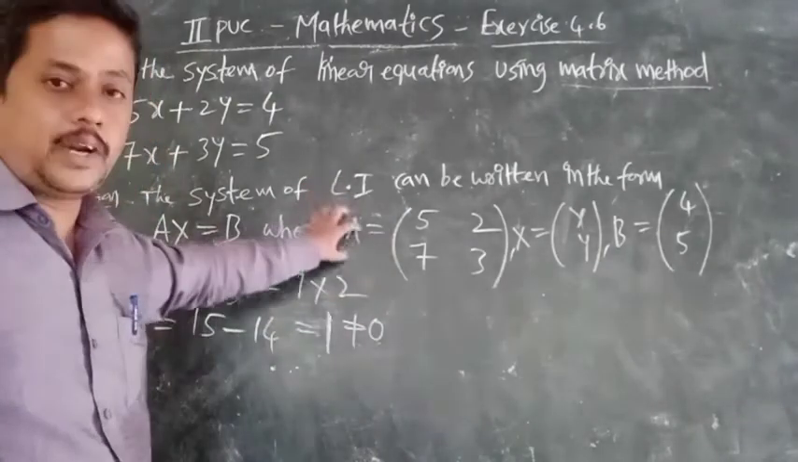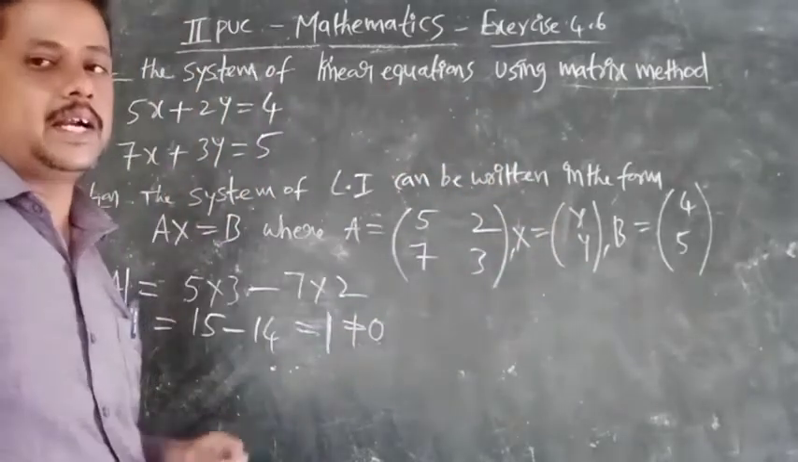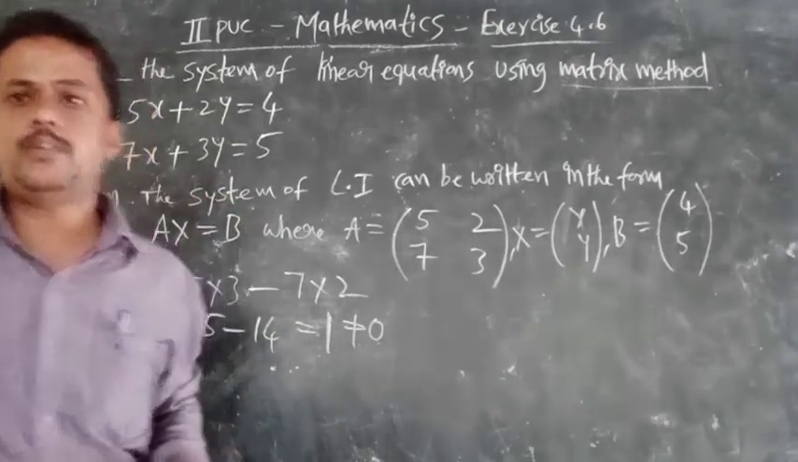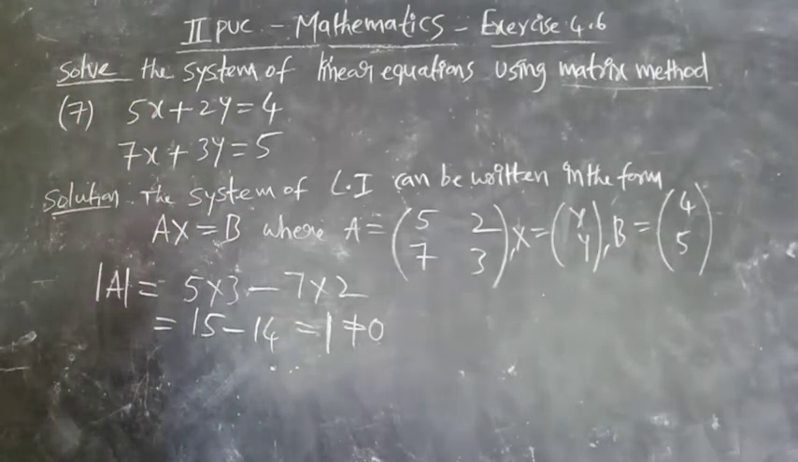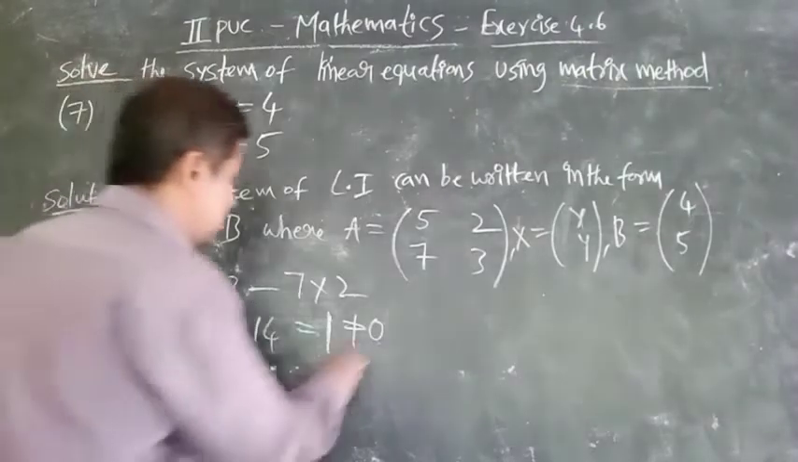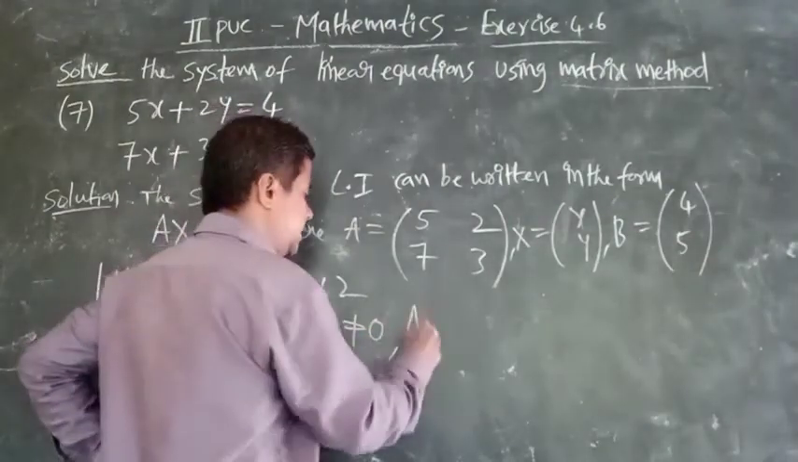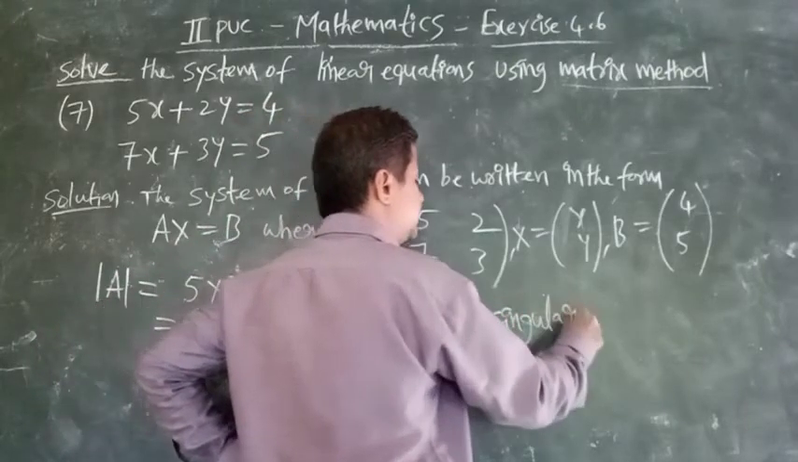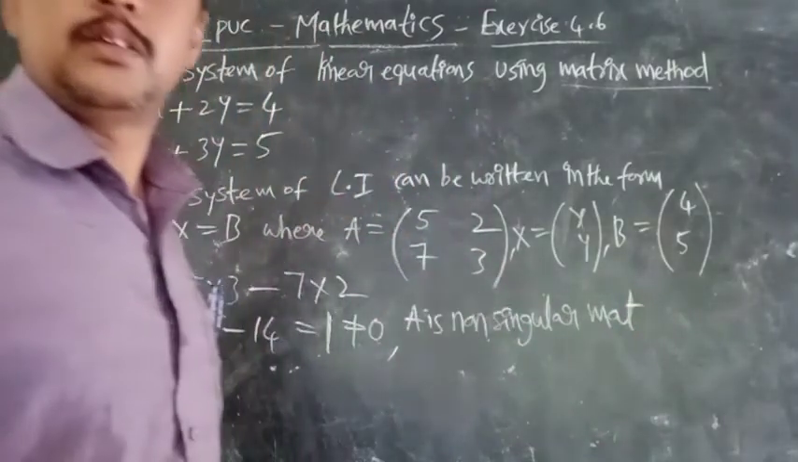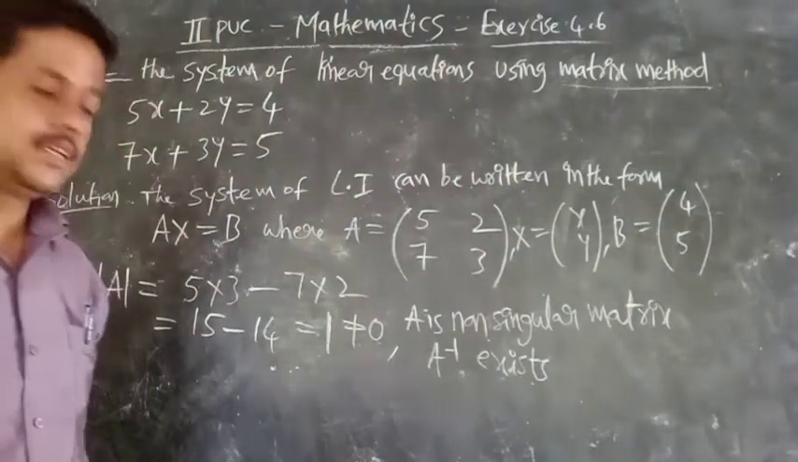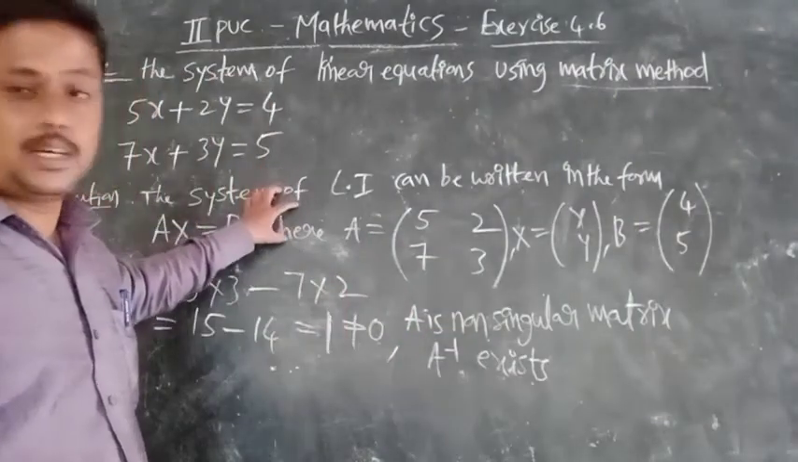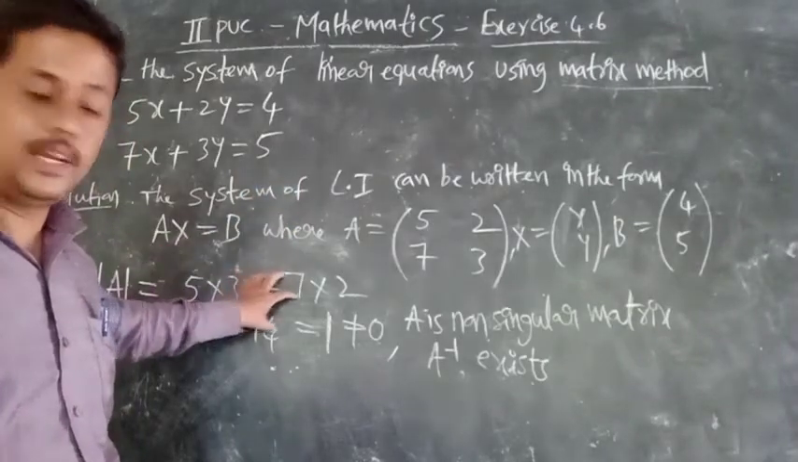The first step is to write AX = B, and the second step is to calculate the determinant value. After that, we have to write that A is a non-singular matrix, so there is a unique solution. Therefore, since det A is not equal to 0, A is a non-singular matrix and A inverse exists. So this is the next step.